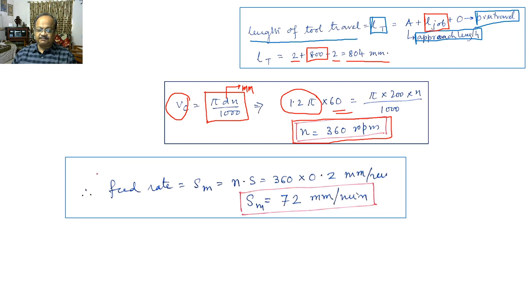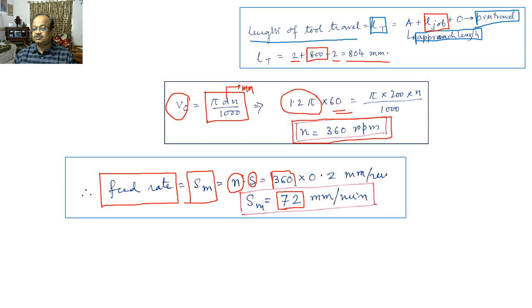Now let us calculate the feed rate, because feed rate calculation is important to calculate the machining time. Feed rate is SM, which is nothing but feed per revolution times the rotational speed of the job, which comes out to be around 72 millimeter per minute. So 360 is the rotational speed of the job and 0.2 millimeter per revolution is the feed per revolution. So feed rate is equal to 72 millimeter per minute. That means this is the speed with which the tool would be moving in the longitudinal direction.